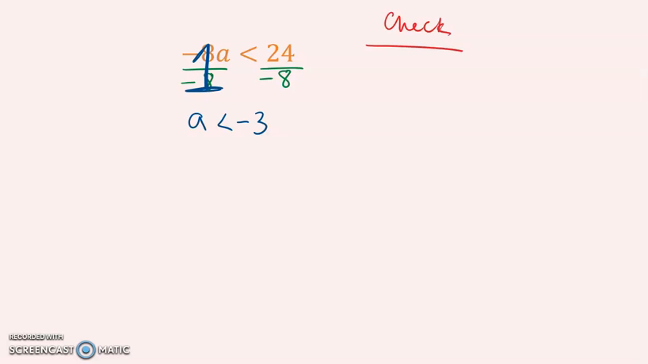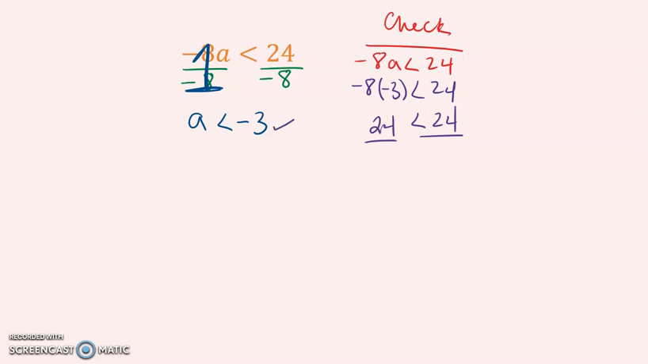So when we check, I always start with the answer that I actually got. So negative 8a less than 24. So I'm going to plug in that negative 3. So negative 8 times negative 3. And negative 8 times negative 3 is positive 24 is less than 24. Now, again, 24 is not actually smaller than 24, but because I got the same number on both sides of that inequality symbol, that tells me that this number of negative 3 is good.